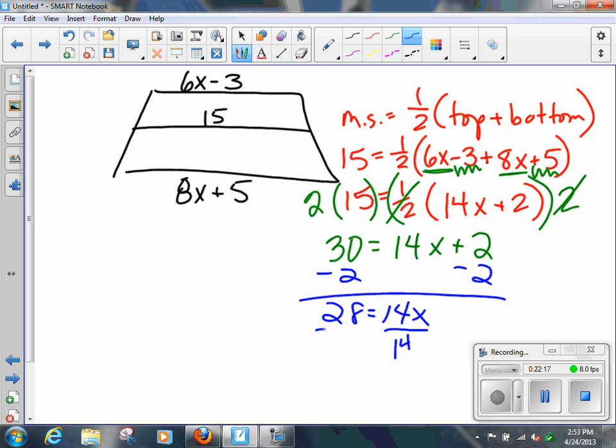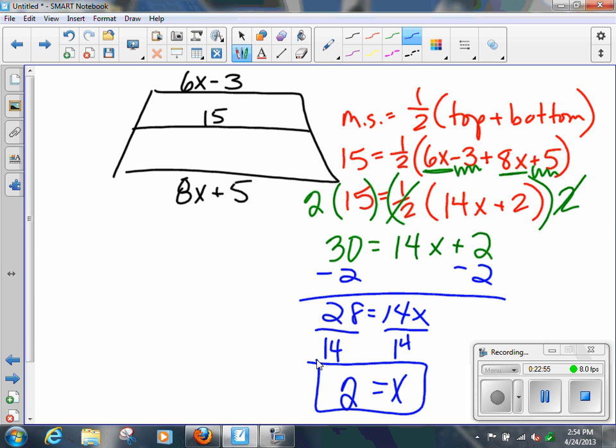Brandon said divide by 14, and we got x is equal to 2, correct? Okay? Go back and read the problem. This is the point where we go back and read the question, because we don't want to immediately click on 2 and be done with it. It says, given trapezoid RSTV with median MN, find the value of x. Did we find the value of x? Yeah, so we're done. We did exactly what we were supposed to do.